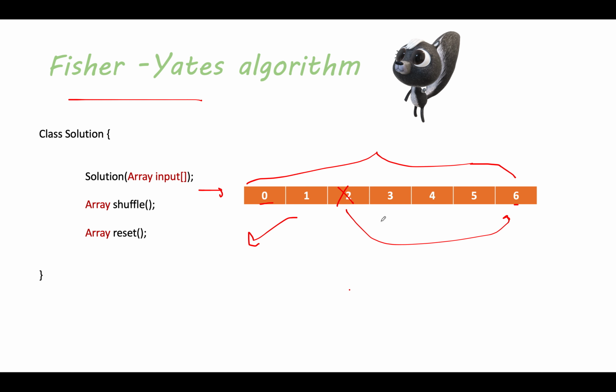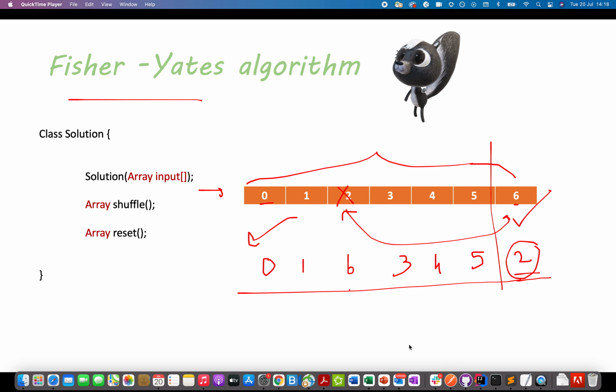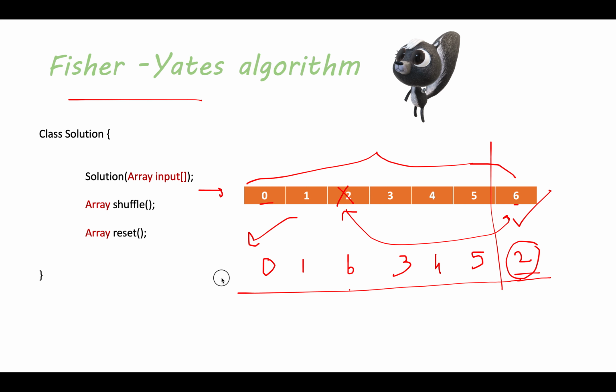So 2 with 6 gets swapped, and the updated array is something like this: 0, 1, 6, 3, 4, 5, 2. And you're going to keep track of the shuffled indexes. This has been shuffled, so here we are done. We'll not use this index again in future. What is the size of the unshuffled array? The size of the unshuffled array is 6.